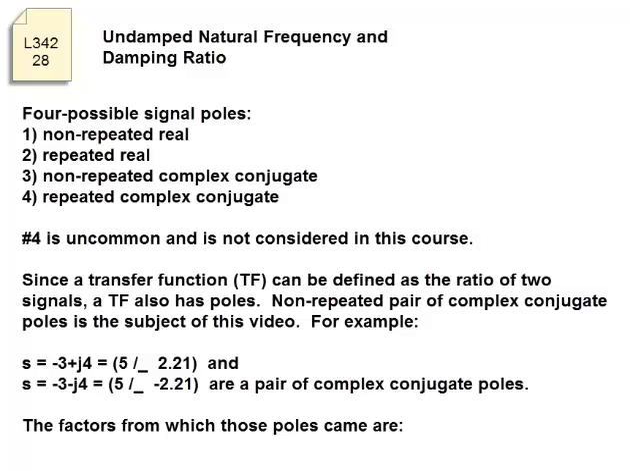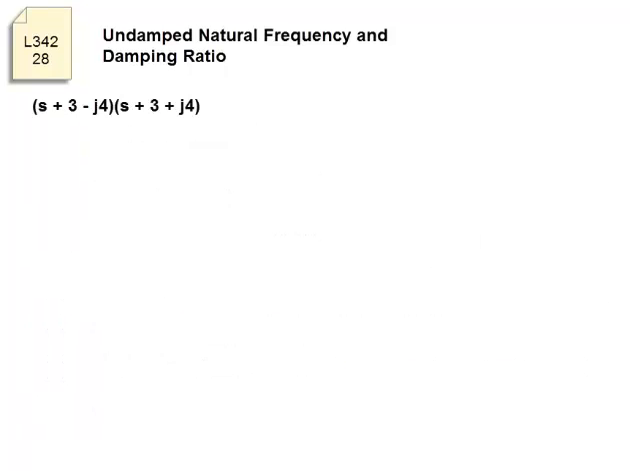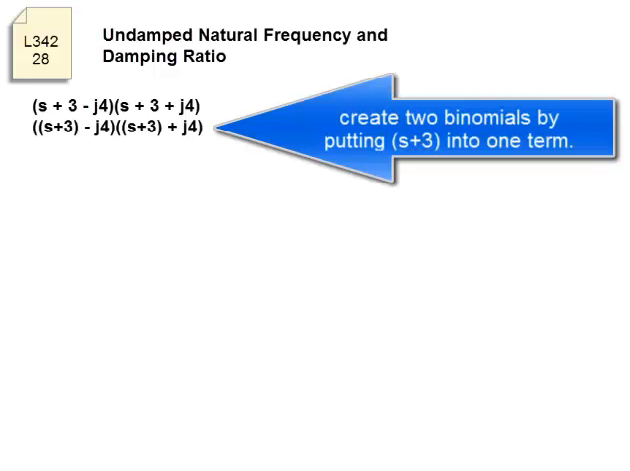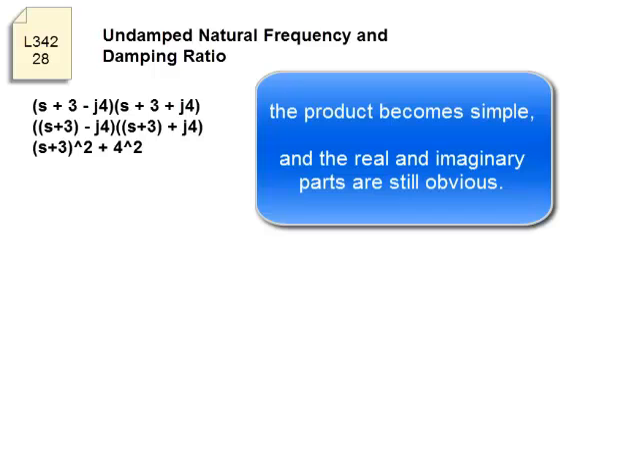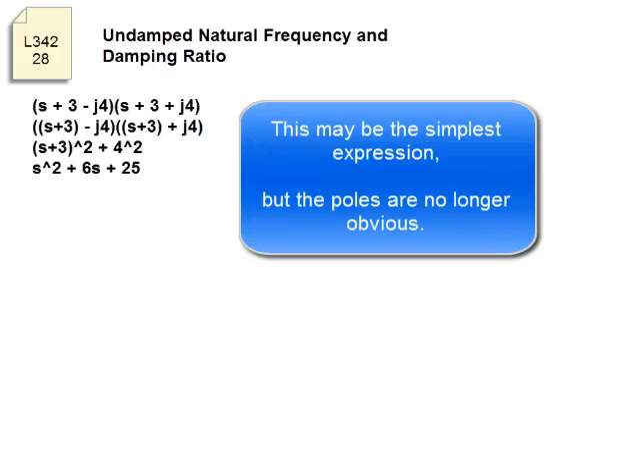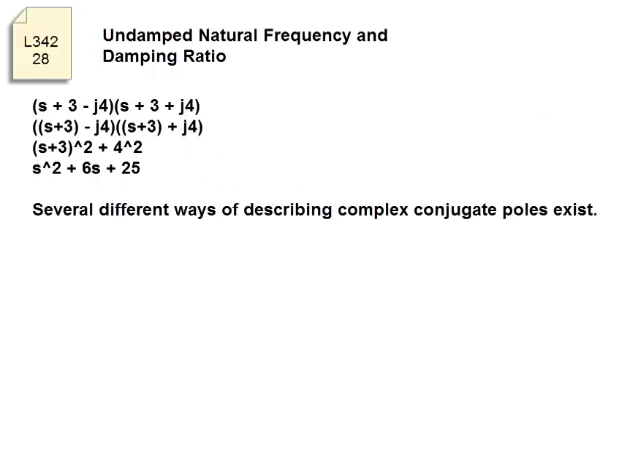The factors from which those poles came are: create two binomials by putting s plus 3 into one term. The product becomes simple and the real and imaginary parts are still obvious. This may be the simplest expression, but the poles are no longer obvious. Several different ways of describing complex conjugate poles exist.